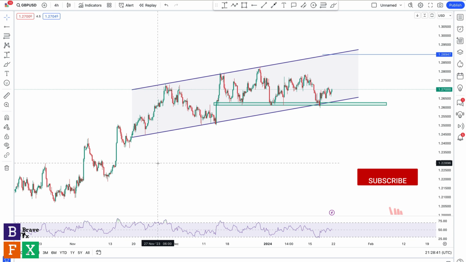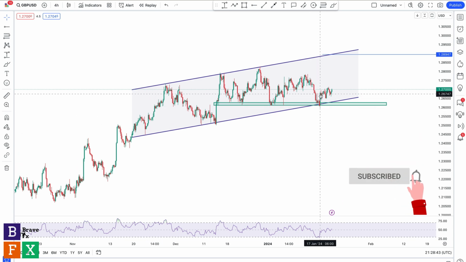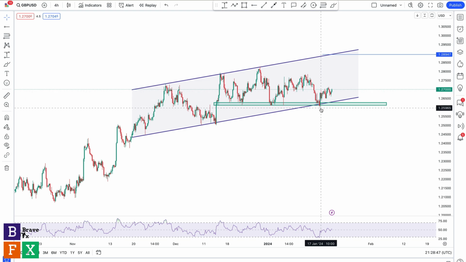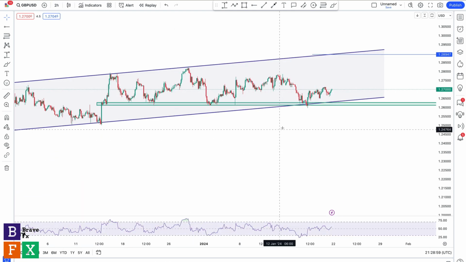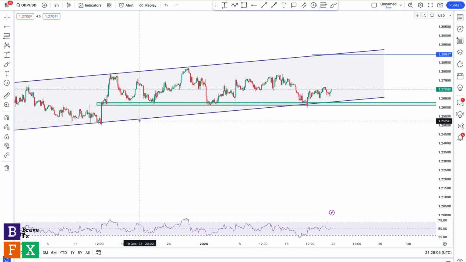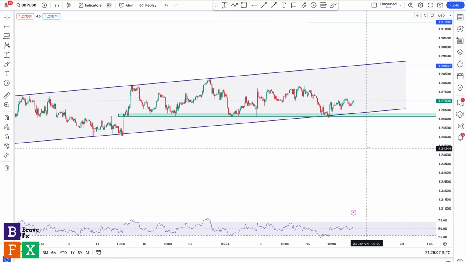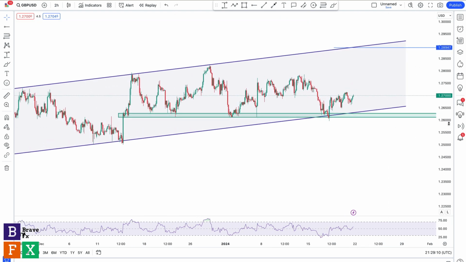Before we go on to the 2 hours time frame, you can see we also have a very solid bullish engulfing candle on the 4 hours time frame. Bullish engulfing candle meaning the green candle totally engulfs the red candle at the support level, which also aligns with the support level of the channel. So go down to the 2 hours time frame, the same thing. On the 2 hours time frame, you can see we clearly have a good bullish engulfing candle, engulfing the red candle at the support level, also at the support level of the channel. So this is a sign of a good bullish reversal.